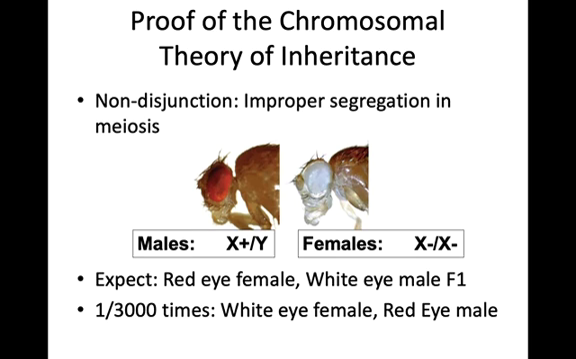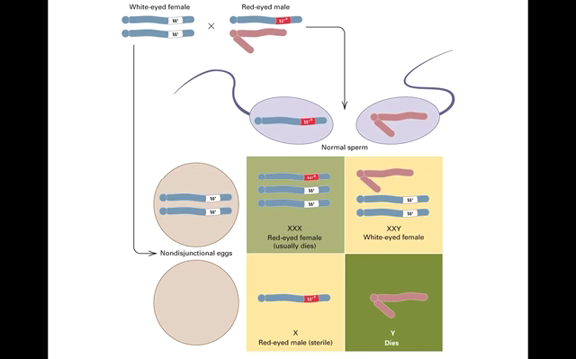Okay, but that's not always what happens. Sometimes something weird happens in which you get a white-eyed female or you can get a red-eyed male. So the question is, something's gone weird genetically. Did chromosomes missegregate in that process? And so you can walk through how this non-disjunction works. In this particular case, the non-disjunction will have happened in females.